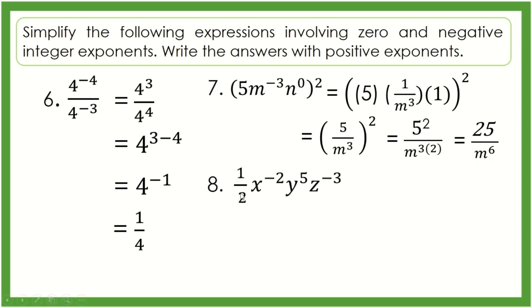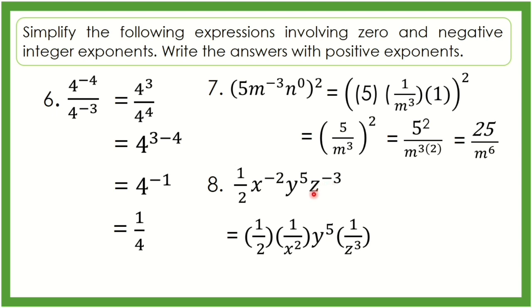Number 8, we have (1/2 x)^(-2) y^5 z^(-3). Okay, so meron tayong mga negative exponent dito. Apply natin ang negative exponent. Okay, so 1/2, let's copy. Ang reciprocal ng x is 1 over x. And then, kunin natin yung positive exponent niya, 2. Okay, then y raised to 5, z raised to negative 3.